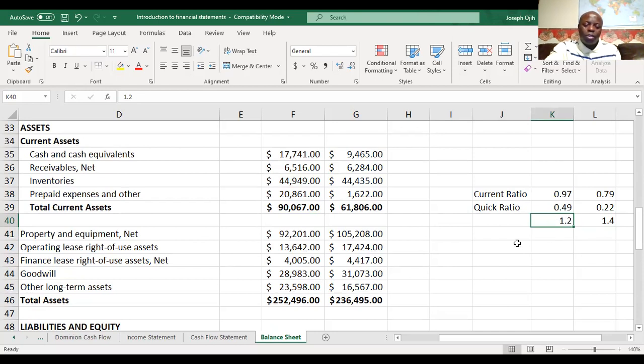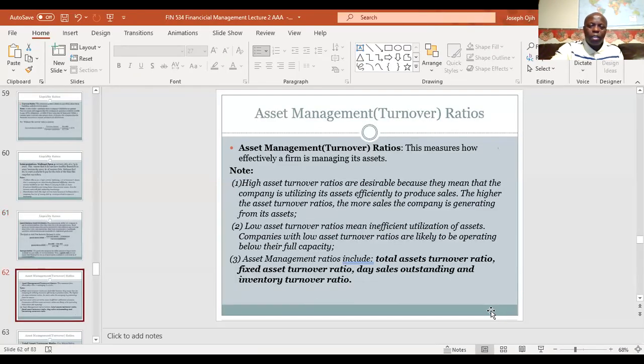This is basically what liquidity ratio is. In subsequent lectures, we'll be looking at the other ratios, such as the asset management ratio.